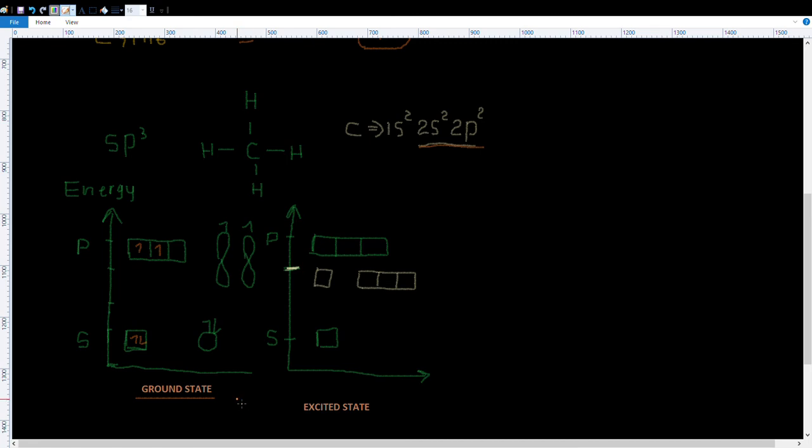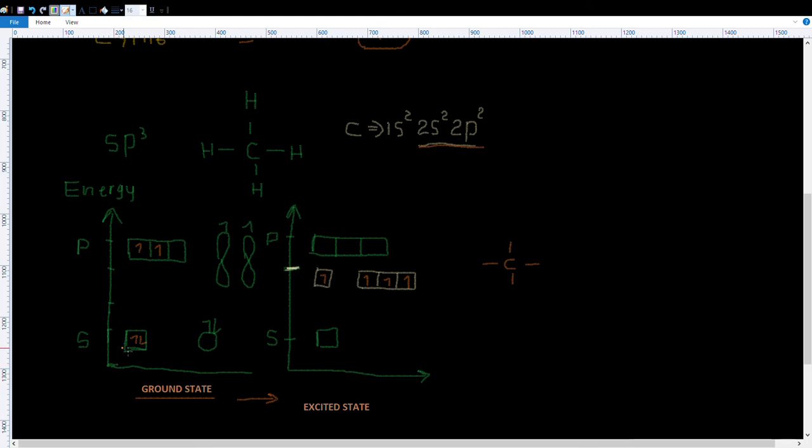So if we go to the excited state, when electrons are excited, they go to higher energy levels. Due to that excitation, what if this electron moves into the empty p orbital? This makes sense. Have you ever wondered why a carbon atom forms 4 bonds? There you go.